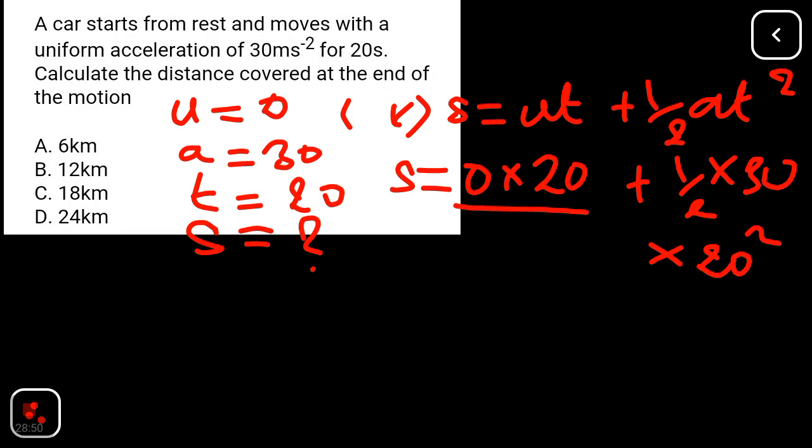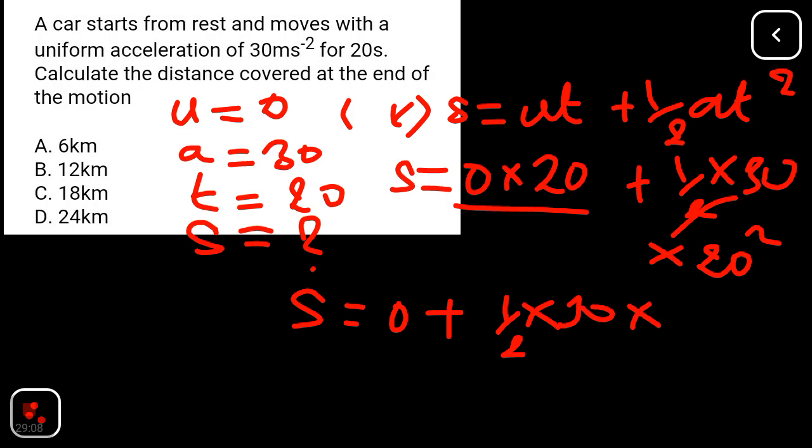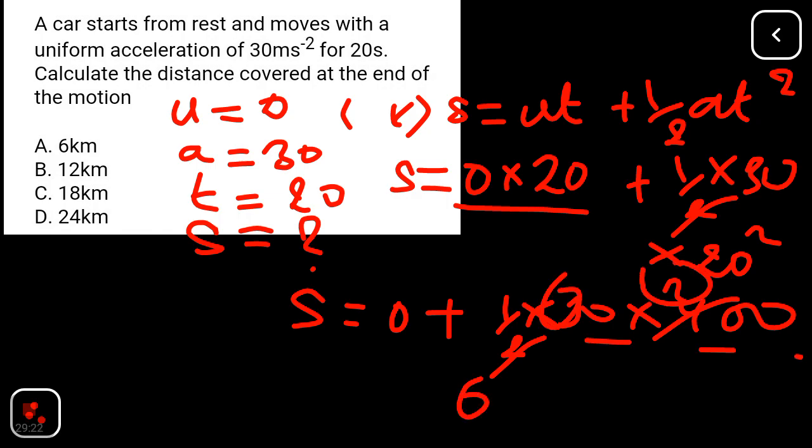So the first term is 0, so you have s equals 0 plus half multiplied by 30 multiplied by 20 squared. Let's go gradually. 20 squared is 400. The half cancels with one of the two, remaining 2, and 2 multiplied by 3 is 6, and all of these zeros there. So you have 6,000, and this is always in meters.